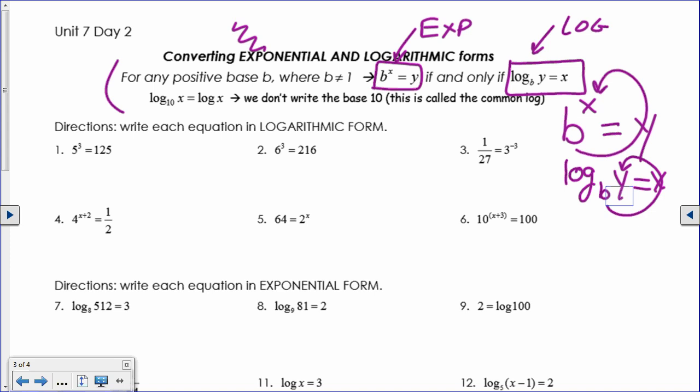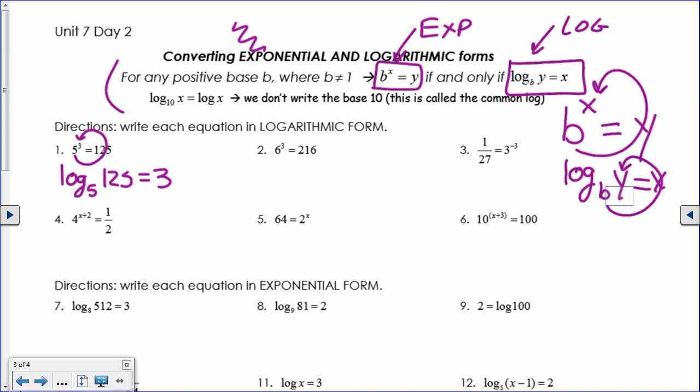For example, in this one I have the exponential first, and I'm going to convert it into a log. If you want to physically draw the little loop, you can. So I'm going to write log. What would the base be? 5, so it's a little 5. And then what's the input? 125. And what's the answer on the other side? 3. So that's how you convert it. Log base 5 of 125 is equal to 3.